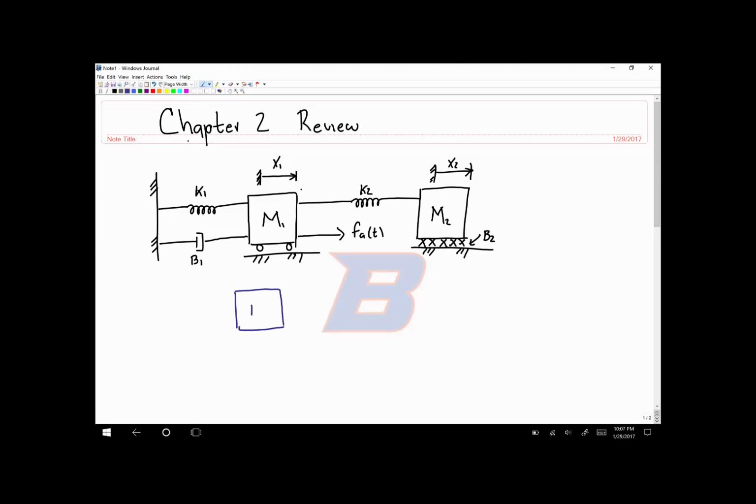So I have mass 1 here, and I look at how many forces I have. You have f_a(t) going to the right, that's the easy one. And then K2 is going to oppose that movement. So this one I'm going to draw to the left, and this force is going to be equal to K2. I look at my reference, X2 is the same reference as X1, and they're fixed references. So the total elongation of this spring is going to be X2 minus X1.